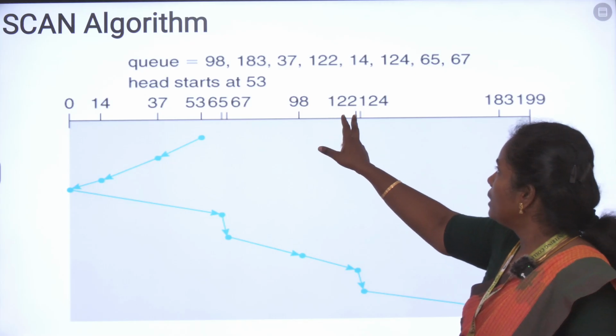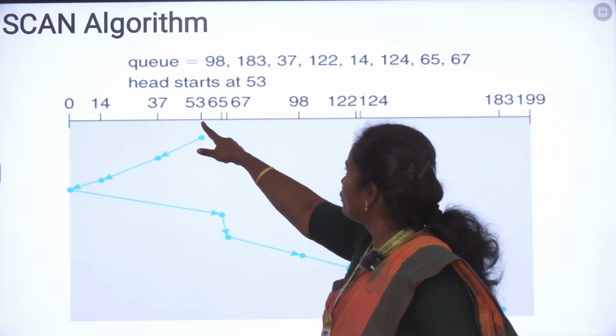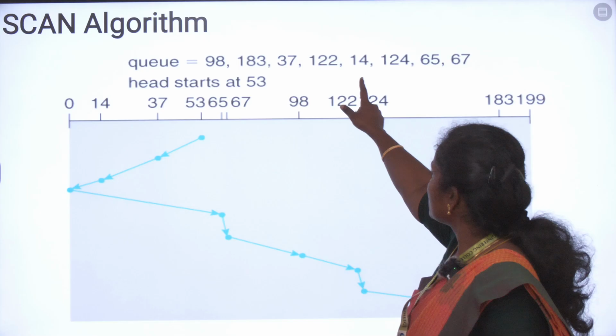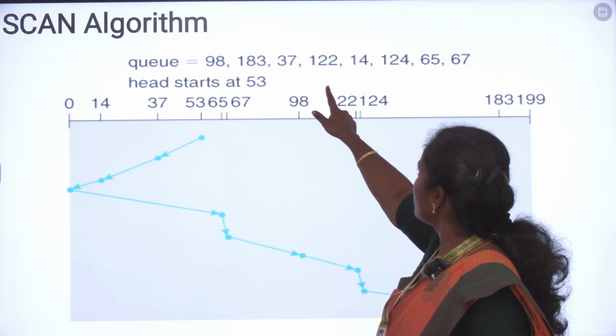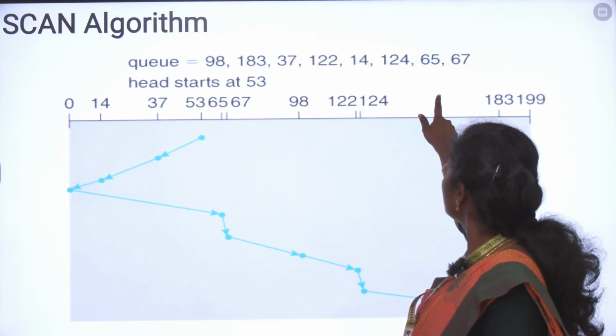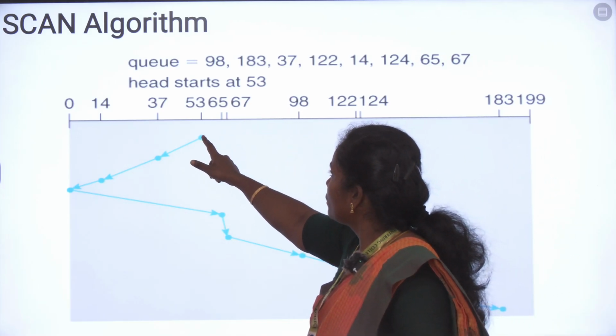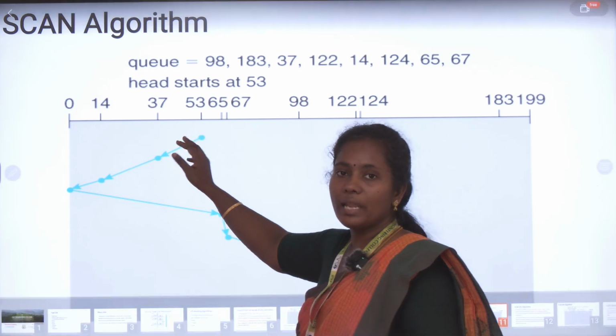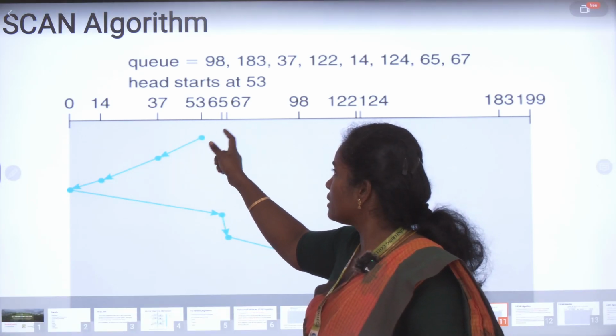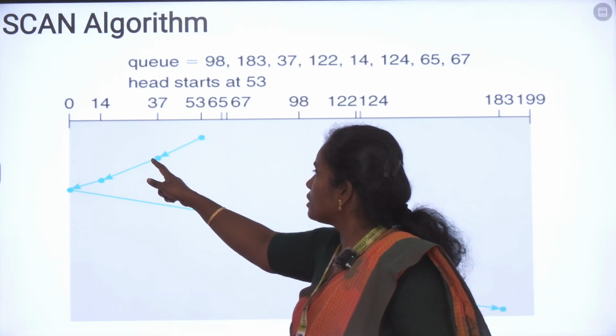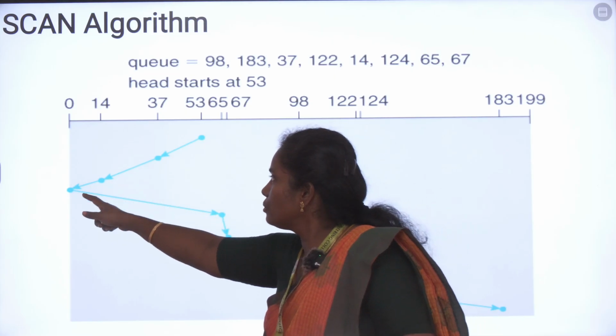For example, I am starting with the head at 53, with the same queue: 98, 183, 37, 122, 14, 124, 65, 67. The head starts at 53. We can move in any direction; it is not necessary to pick the nearest. I am moving 53 to 37, 37 to 14, 14 to 0.